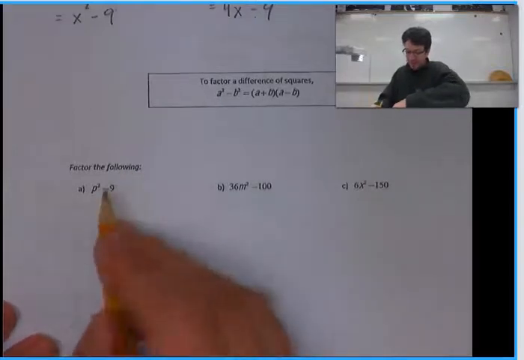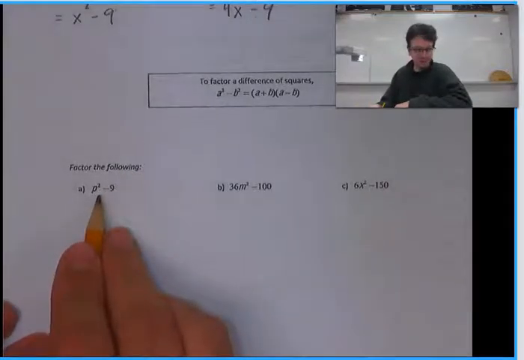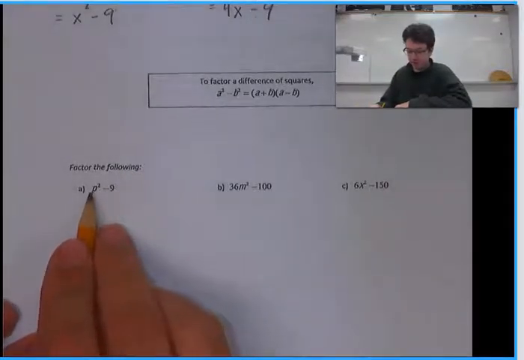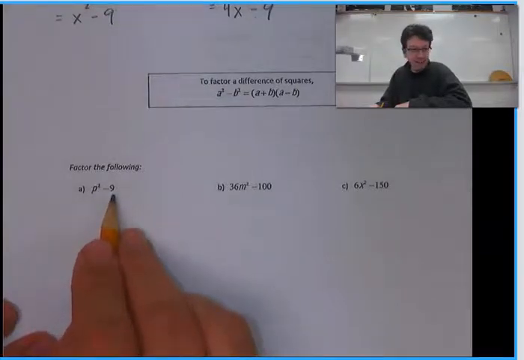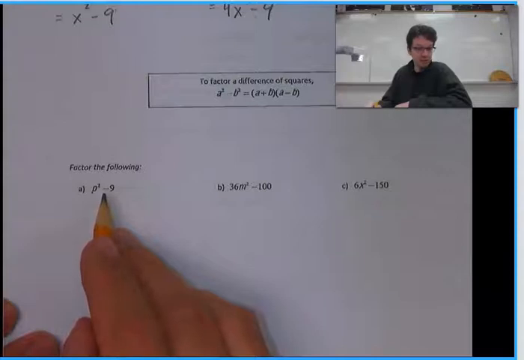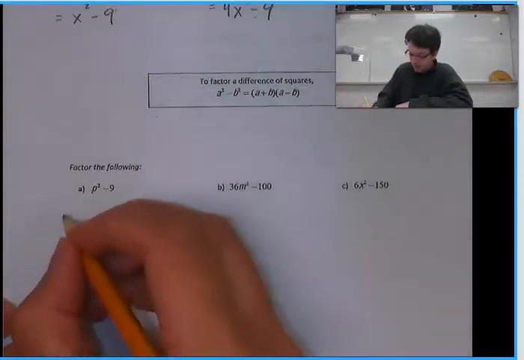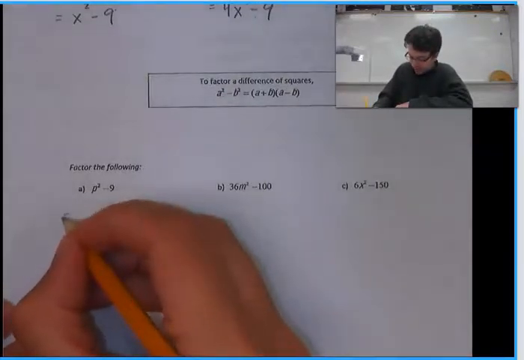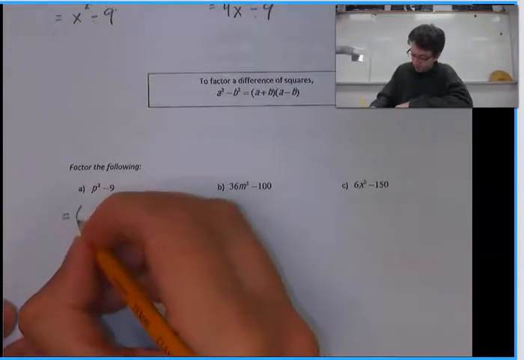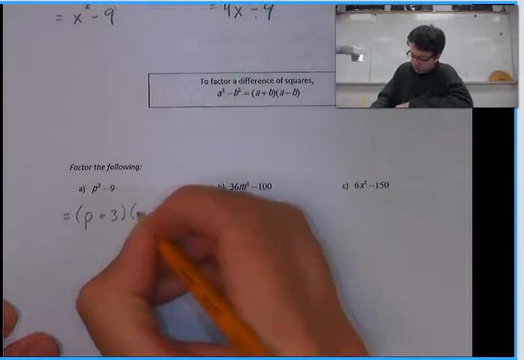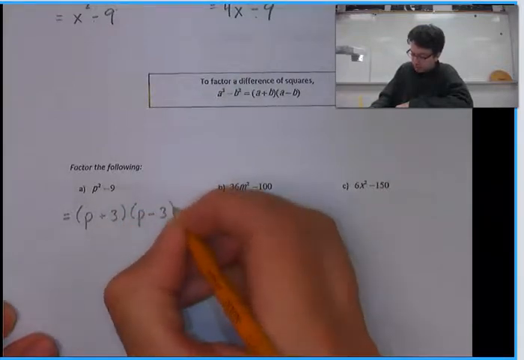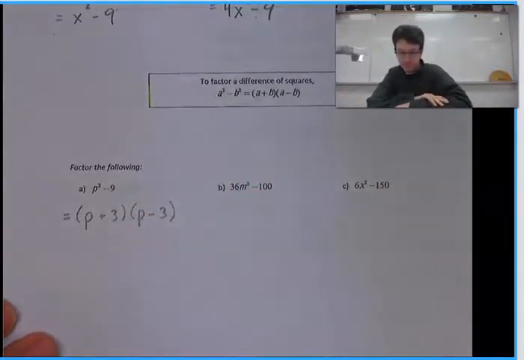So this looks like it might be a difference of squares. Right? We have a p squared minus a 9. And a 9 is just the square of 3. That's a perfect square. So I can write p plus 3, p minus 3. Okay? That's what it looks like it would be.